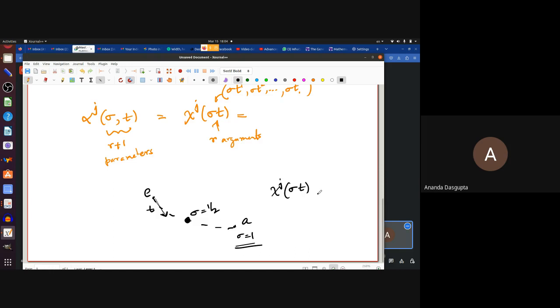So if instead of starting with this tangent t, I started with t by 2 as tangent, then I would get another one parameter subgroup which essentially will follow the same set of elements. But at sigma equal to 1, that will end up here. You get this? Is that okay?